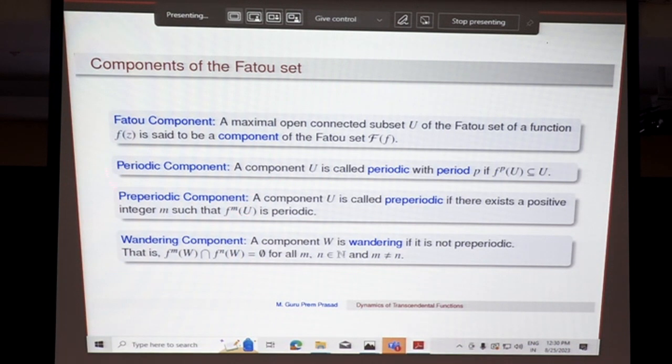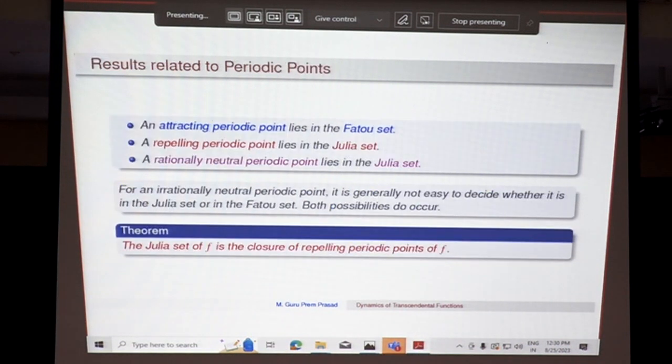And this is the story about the Julia set. This is one characterization. There is another, backward characterization. You take any point in the Julia set and trace its backward orbit, and that will be dense in the Julia set. That is the second characterization.